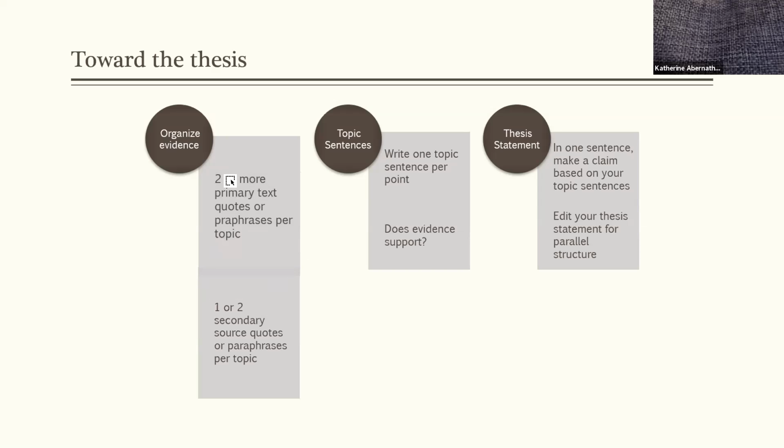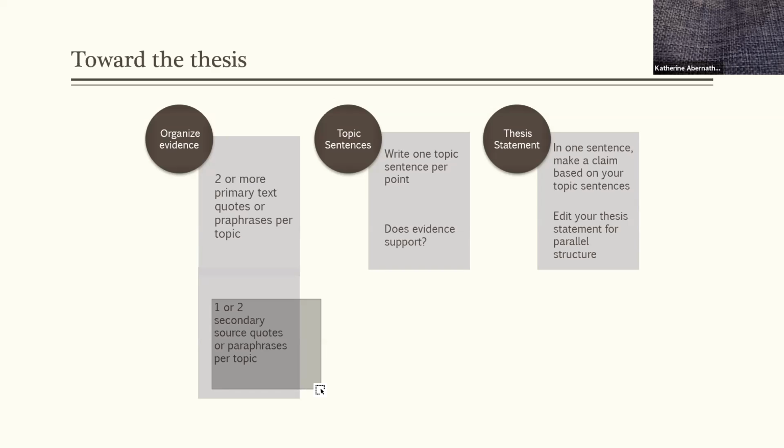Okay, now you have your two pieces of evidence from the epic, and then 1 or 2 secondary source quotes or paraphrases. Now, I am saying per topic. That is not the case for the paper that's due for EN101 in the fall of 2020. That's not the case. You only need 2 secondary sources for the whole paper. You only need 2 quotes from secondary sources for the whole paper. This presentation is more generic.